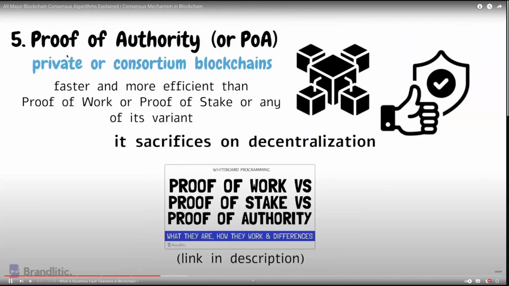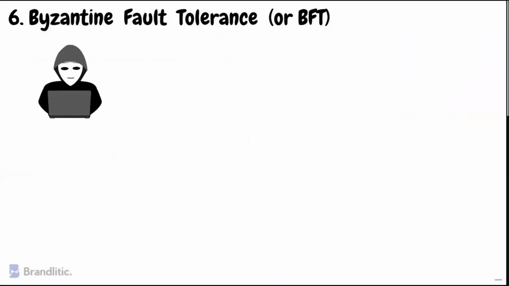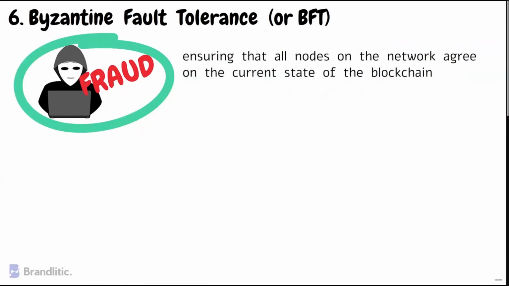Next, number 6, Byzantine fault tolerance or BFT. Now, we all must have heard of situations where some malicious actors have hijacked the control of the network fundamentally to commit a fraud. Byzantine fault tolerance or BFT is a consensus algorithm that is fundamentally designed to tolerate such malicious actors in a network by ensuring that all nodes on the network agree on the current state of the blockchain.